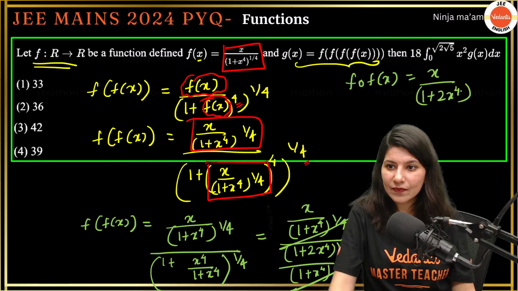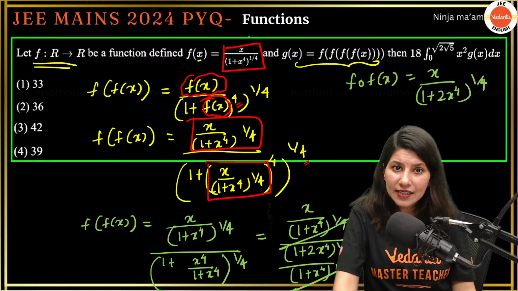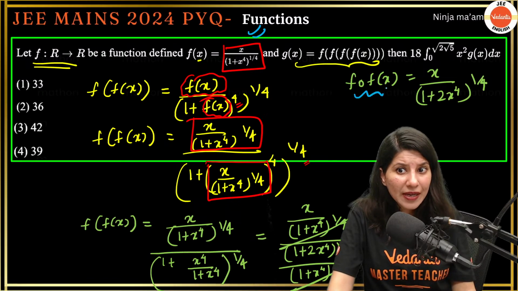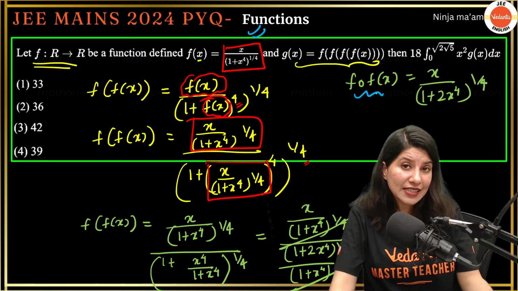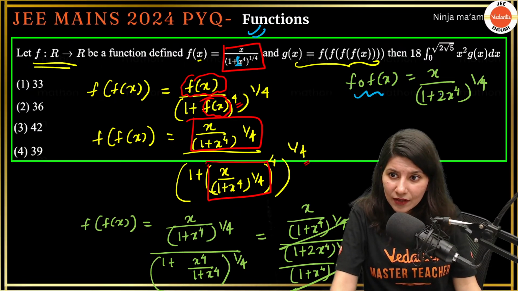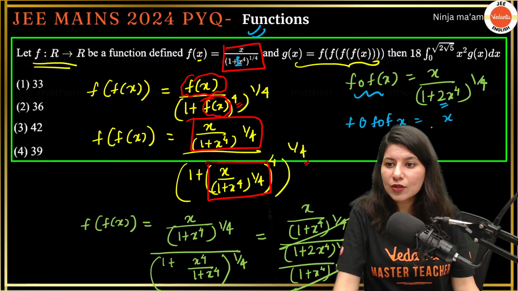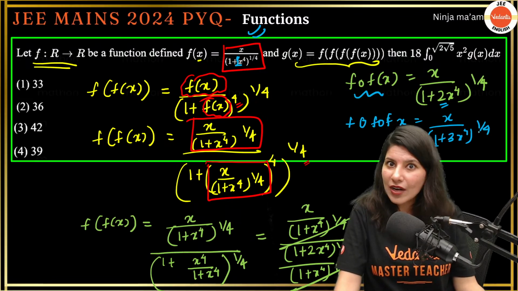Can you see? I can clearly see the pattern which is getting created. This is your f of x. This is your f of 2x. Here it is 1 and here it became 2, and if I write f of 3x, that is going to become x upon (1 plus 3x to the power 4) to the power 1 by 4. Try it, you will get it.